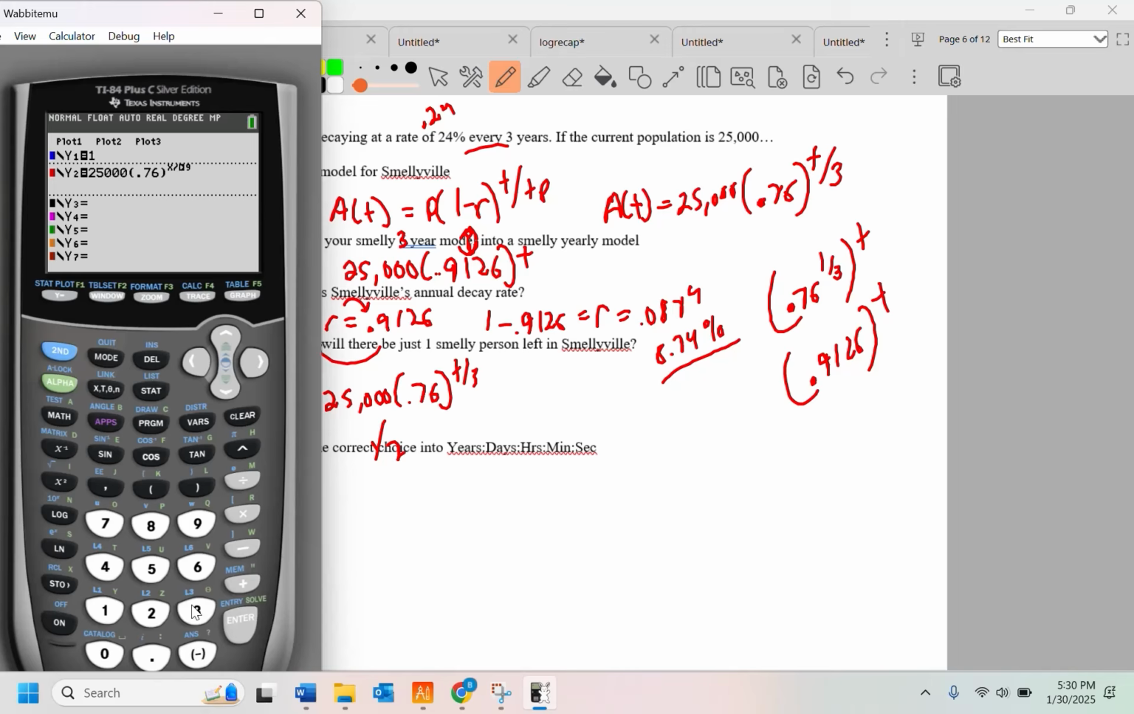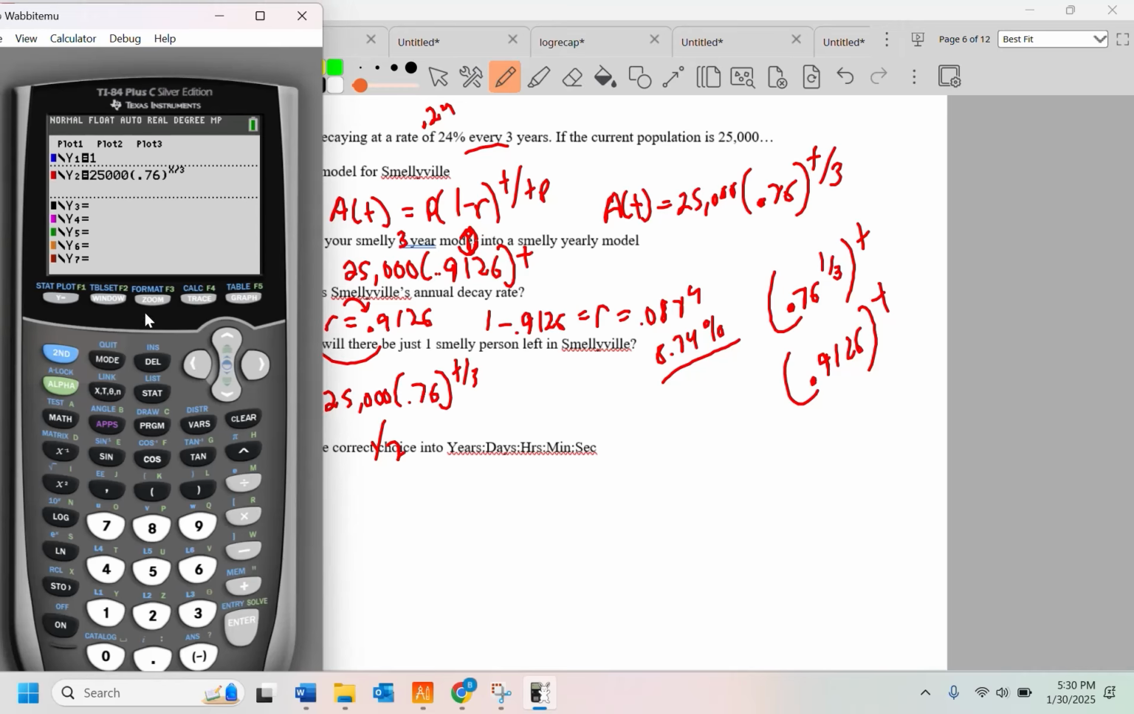Now, it's not going to take Smellyville too long to disappear. I mean, the town smells. I'm going to restore my window back to room 6. And I don't feel like looking out more than 100 years, because the town's shrinking pretty quick. So window. All right, there we go. Window. I'm pretty sure it's going to happen within 50.